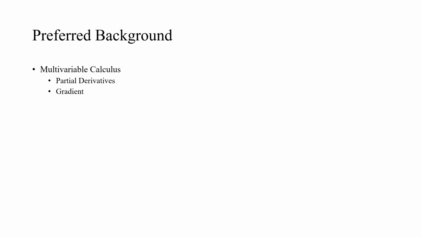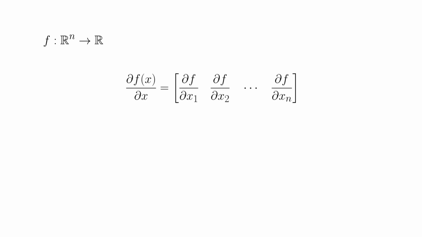First, we need to learn what the derivative and gradient of a function are. Let f be a function from R^n to R. We will call the derivative of f ∂f/∂x, which is a row vector with the ith term being the partial derivative of f with respect to the ith coordinate of x, and its gradient is the transpose of the partial derivative, denoted as ∇f.